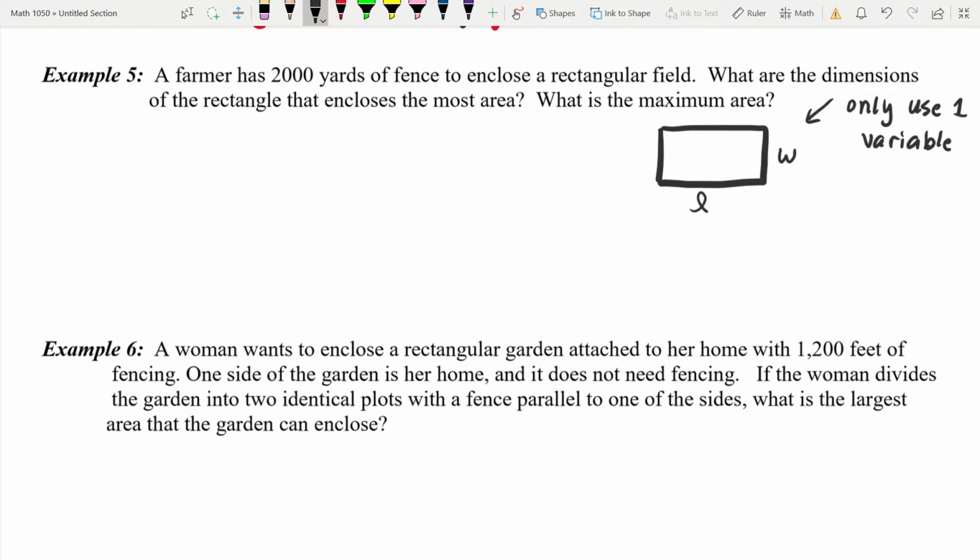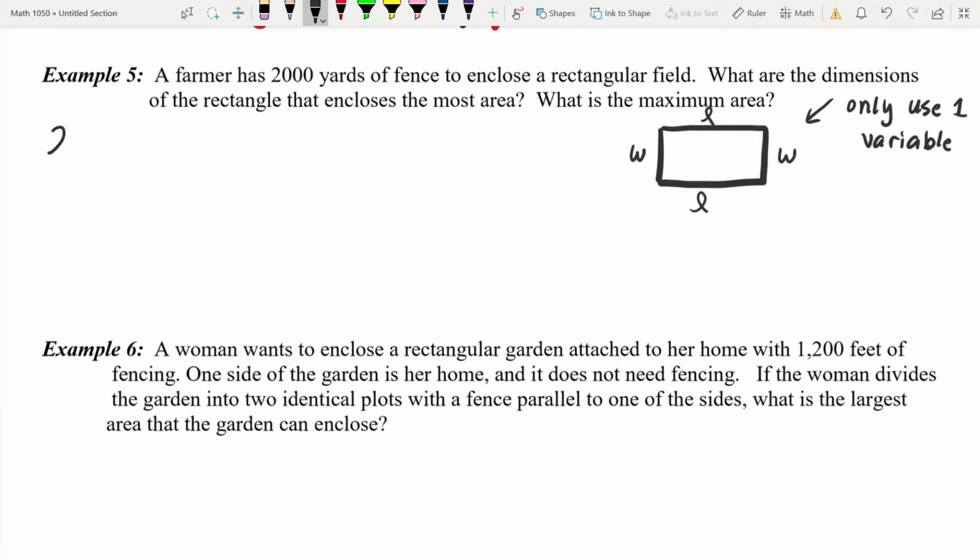Well, I've already used 2 variables, but I'm going to change that right now. Okay? So she has 2,000 yards of fencing. She has to cover the length on the bottom, the width on the side, the length on the top, and the width on the other side. What are the dimensions that maximize the area?